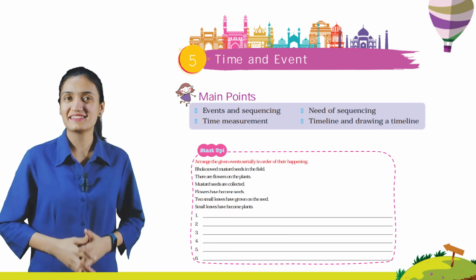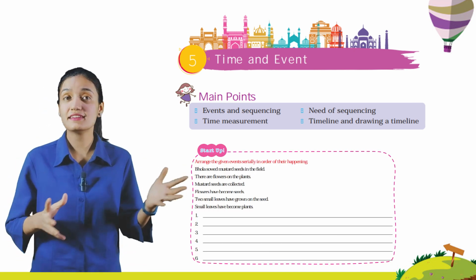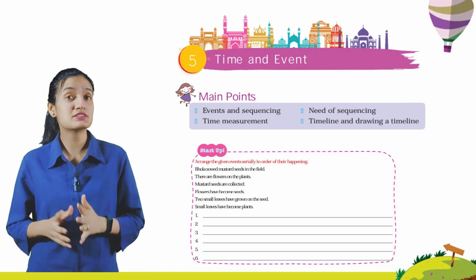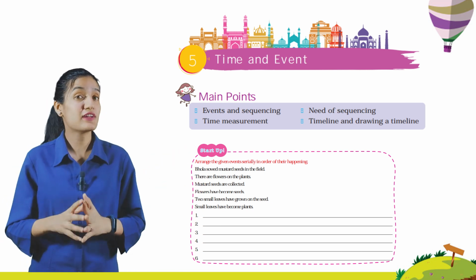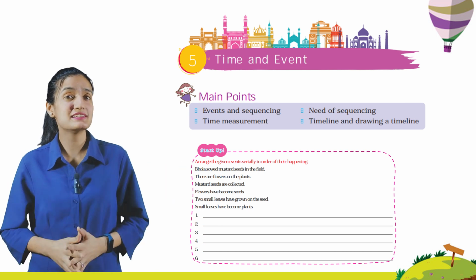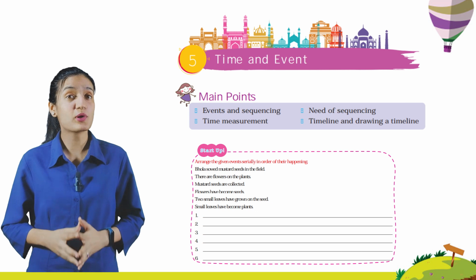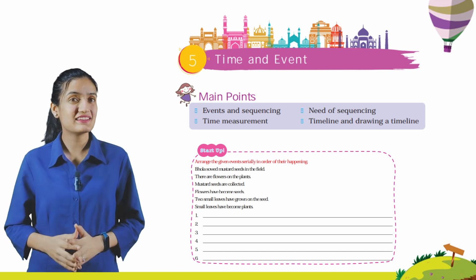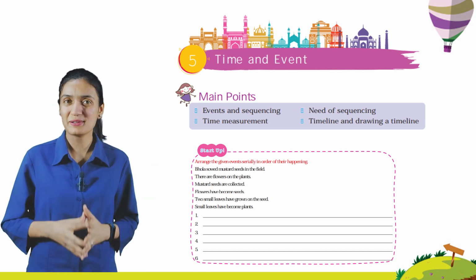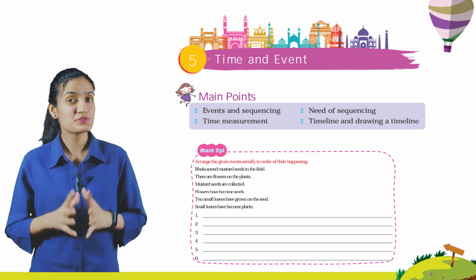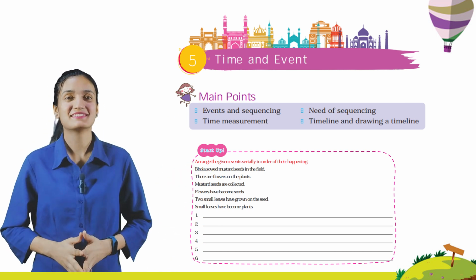Startup. So let's start. Arrange the given events serially in order of their happening. Bhola sowed mustard seeds in the field. There are flowers on the plants. Mustard seeds are collected. Flowers have become seeds. Two small leaves have grown on the seed. Small leaves have become plants. You have to rearrange these points according to the serial-wise manner.